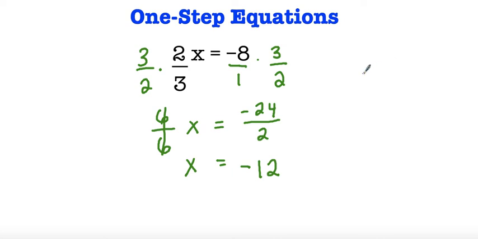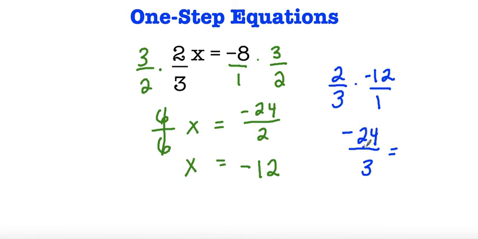And if I want to go back and check my work, I have to substitute. So 2/3 times negative 12. And if I want to make it easier, I could rewrite this over 1. So 2 times negative 12 is negative 24, over 3 times 1 is 3. Negative 24 divided by 3 is negative 8. And that's how I know that x is equal to negative 12, because negative 24 over 3 is equal to negative 8, making this equation true.